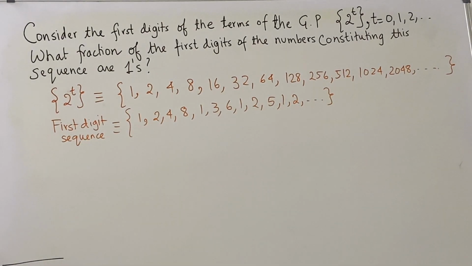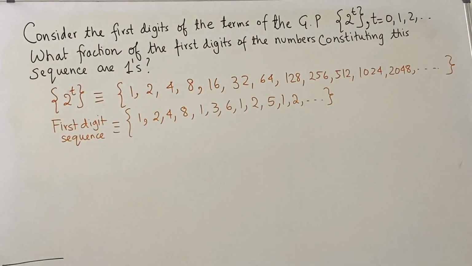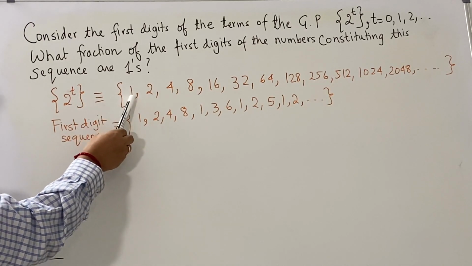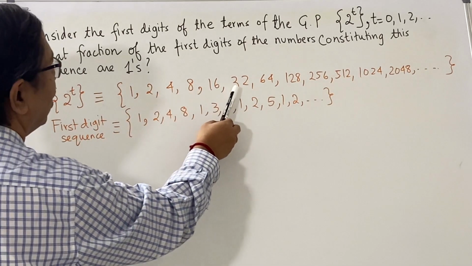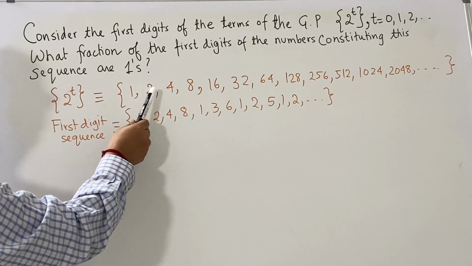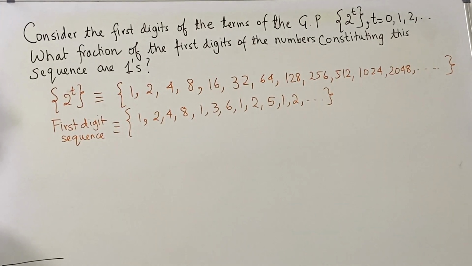Let us consider the GP 2 to the power t, where t runs from 0, 1, 2, etc. So, as t runs from 0, 1, 2, etc., we get these terms 1, 2, 4, 8, 16, 32, 64, and so on. 2 power 0 is 1, 2 power 1 is 2, 2 square is 4, 2 cube is 8, 2 to the power 4 is 16, and so on.